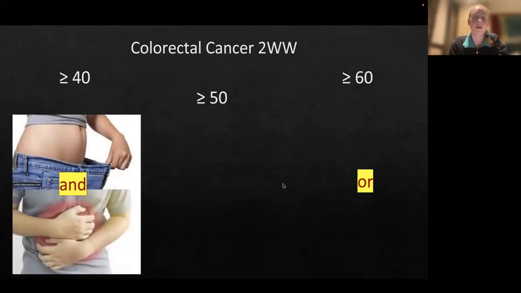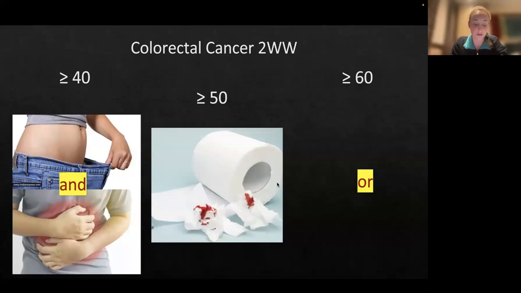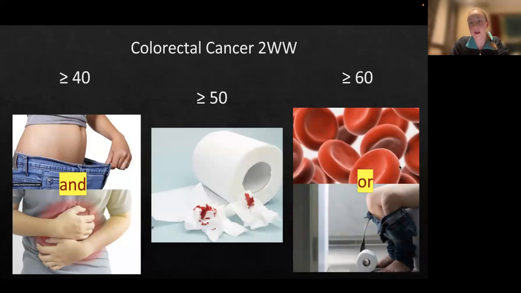So there we go. Okay, so in terms of the 2-week wait for colorectal cancer, this is a really important one to know. The guidelines change depending on the patient's age. So if you have someone who is over 40 with any weight loss and abdominal pain, or someone who's over 50 with unexplained rectal bleeding, or anyone over the age of 60 with some sort of anemia or change in bowel habit. And if there are any 2-week wait guidelines to learn, definitely these ones, because they do come up a lot.